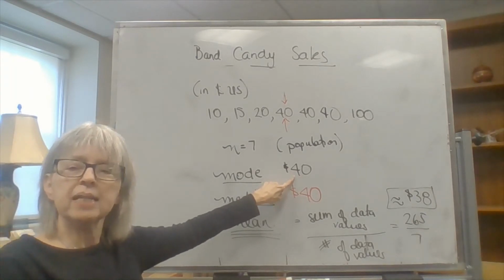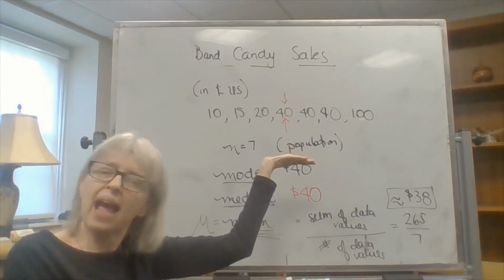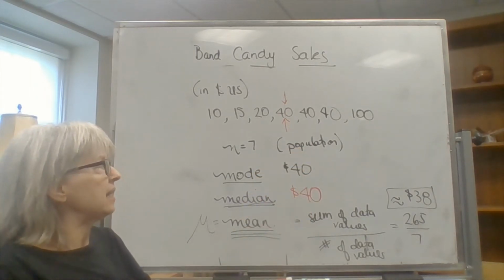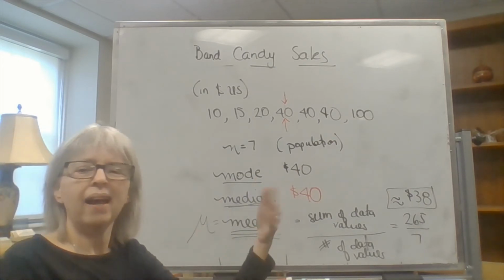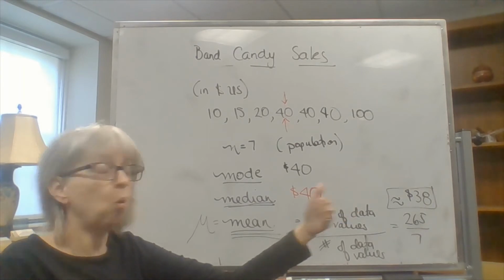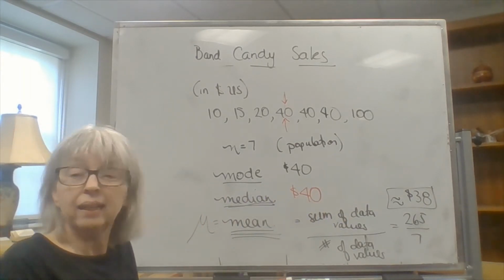If I say it because it's the mode, well, it's 3 out of 7. That's almost half the kids. That's a pretty good describer. If I say it because it's the median, half. Well, 3 sold 40 or more. 3 sold 40 or less. Okay.